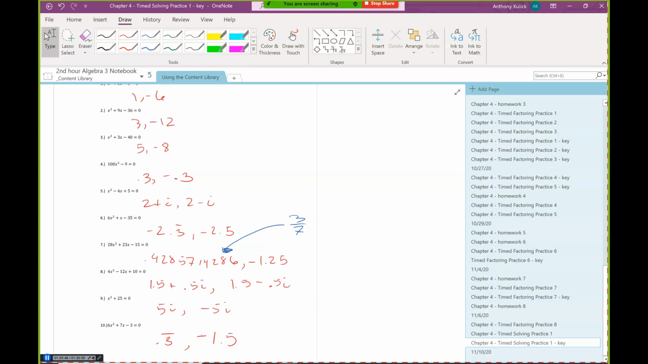But what we mostly wanted to do on this was to figure out if our quadratic formula program is working correctly and get you some practice using it. That's basically the point of this. If it's working, then you're good.